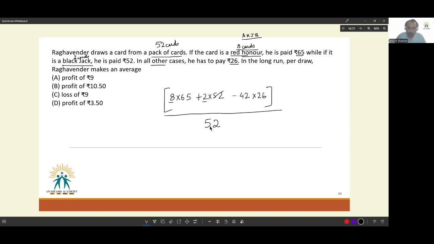So 52 is gone from here. 26, this will become 21. 65 and 52, 52 will get cancelled, of course. This will become 5. So 4 will be left. This will become 2. So I will have 2 into 5, 10 plus 2 minus 21. Or he will get minus 9 per draw. Or the correct answer to this question, loss of rupees 9 per draw he will get in the long run.